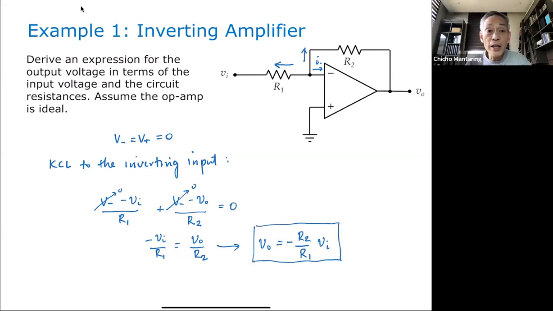Okay. Now, why do you call it an inverting amplifier? In an inverting amplifier, the gain is negative.